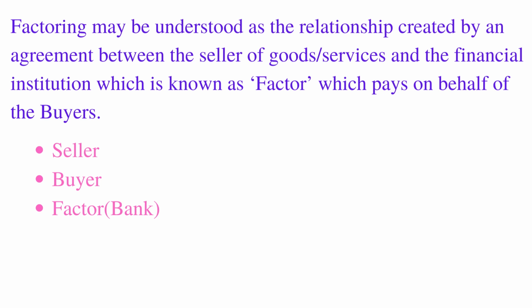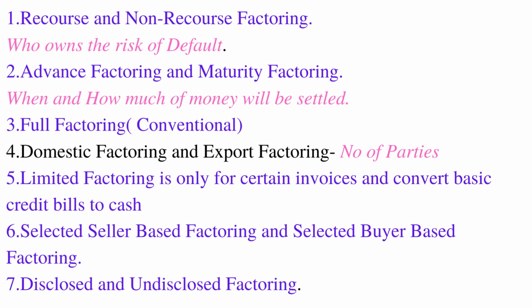the factor. In many cases, the factor could be a bank or it could be a financial institution. This financial institution will pay the money on behalf of the buyer to the seller for a requisite commission. Now let's understand the types of factoring. The category of factoring will largely depend on each aspect.